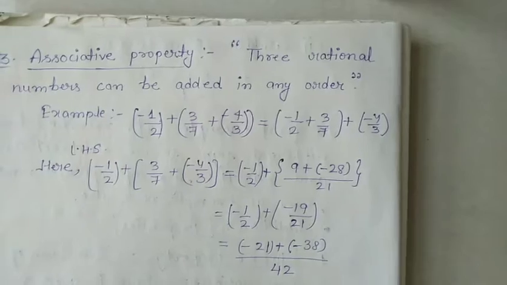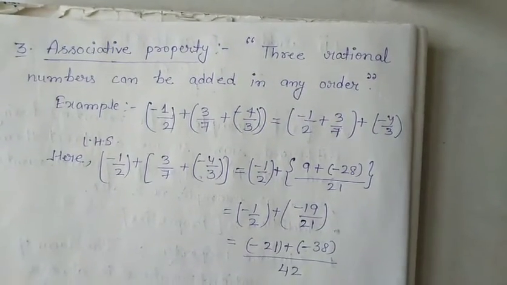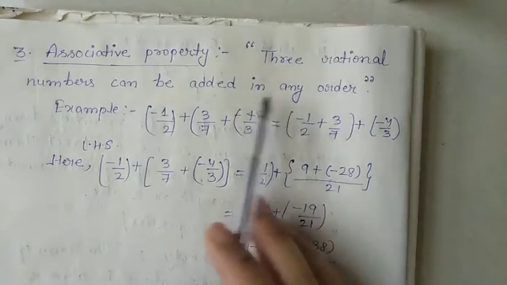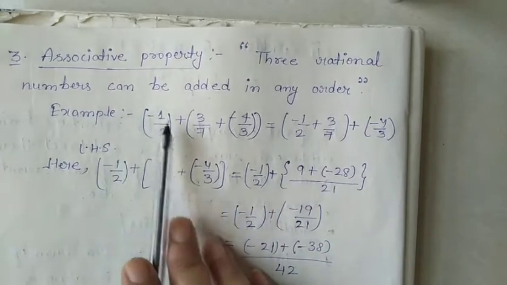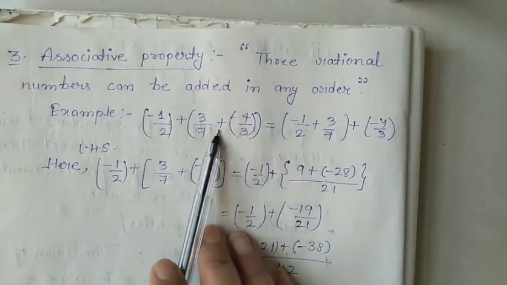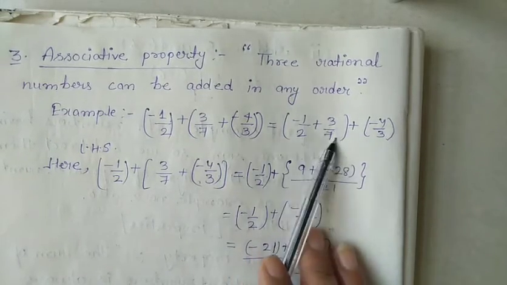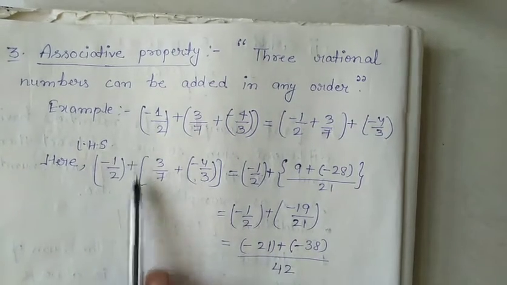Then our third property is the associative property. In this property, three rational numbers can be added in any order. For example, (-1/2 + 3/7) + (-4/3) is equal to -1/2 + (3/7 + (-4/3)).